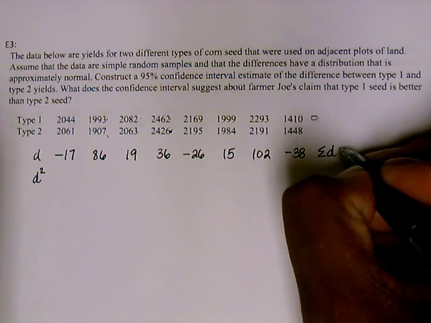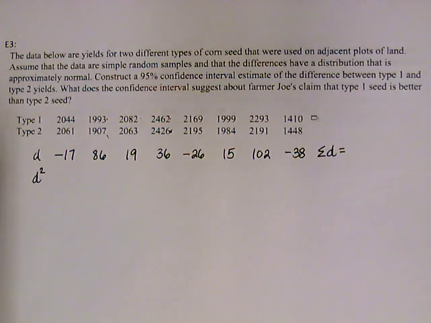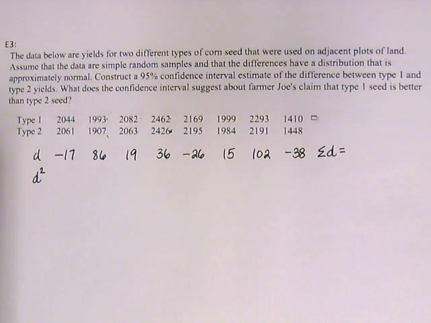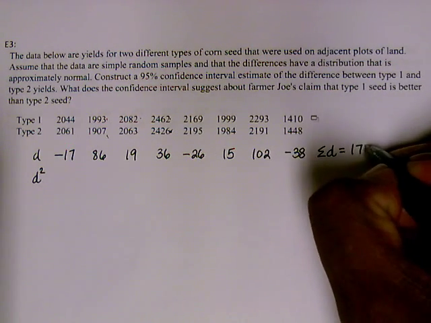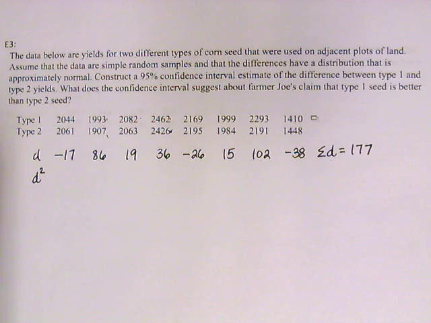Now I'm going to take the sum of those individual differences. So I'm going to have negative 17 plus 86 plus 19 plus 36 plus negative 26 plus 15 plus 102 plus negative 38. That sum is 177. So the sum of your differences here is 177.